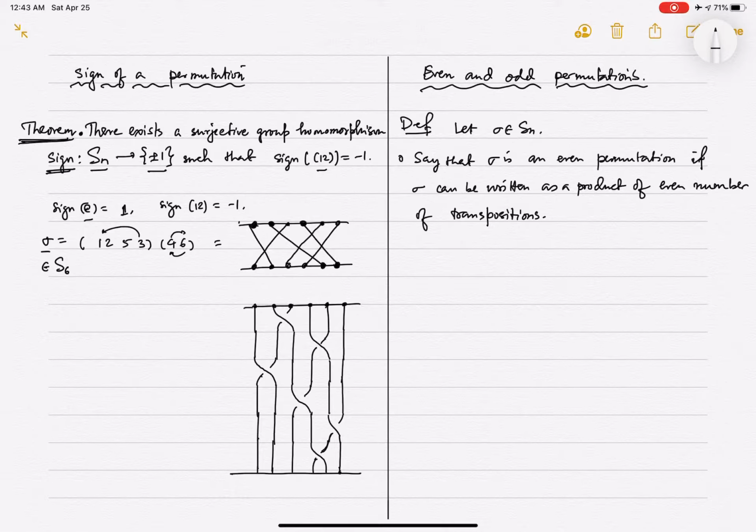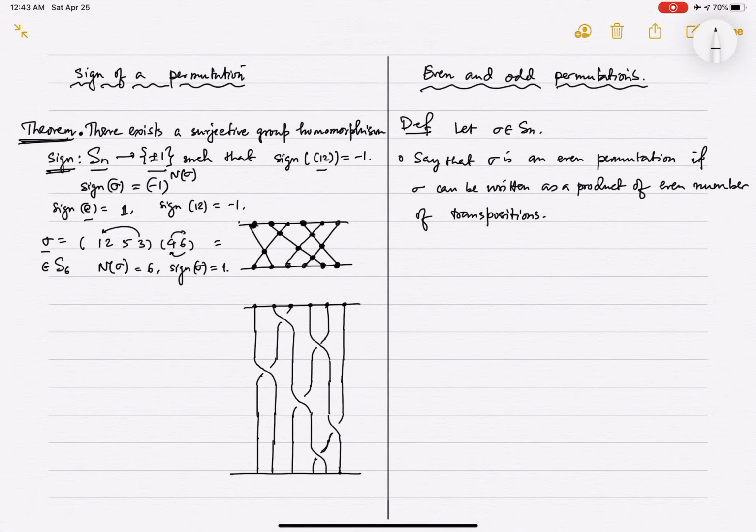Once you have this graph, you define something called the crossing number of this sigma, denoted by n(sigma). That's a number that counts how many crossings there are between these threads. 1, 2, 3, 4, 5, 6 crossings. So the crossing number is 6. And the sign is minus 1 to the power the number of crossings. So the sign of this one is 1 because there is an even number of crossings.